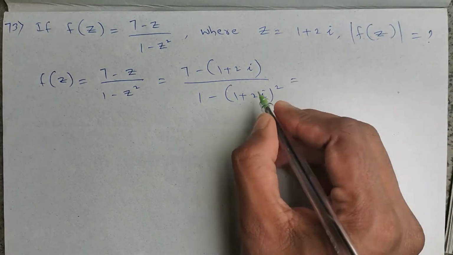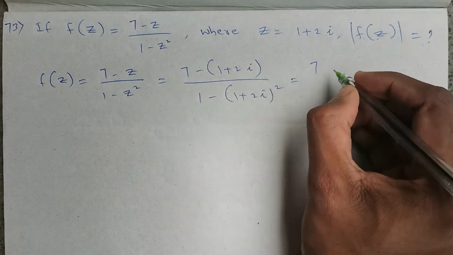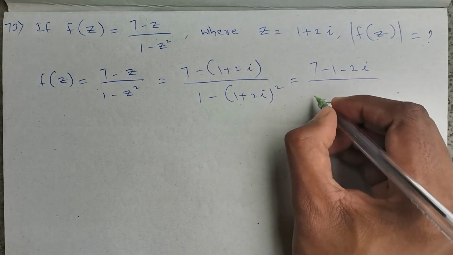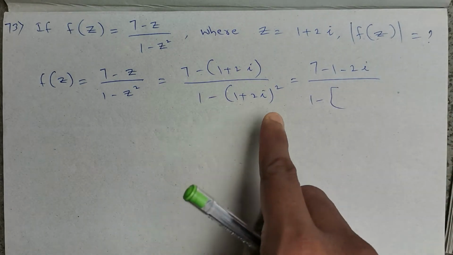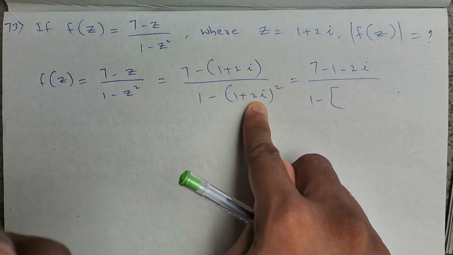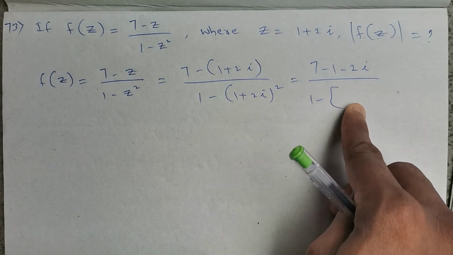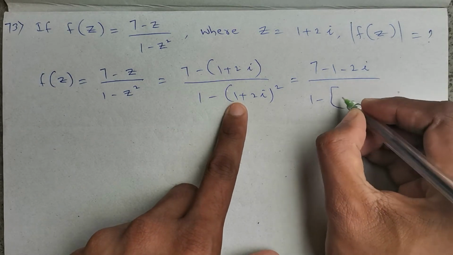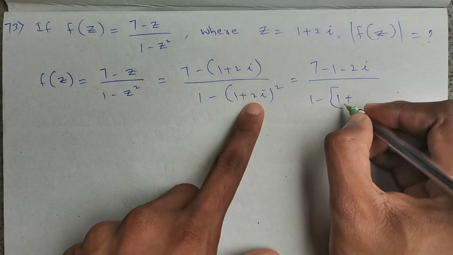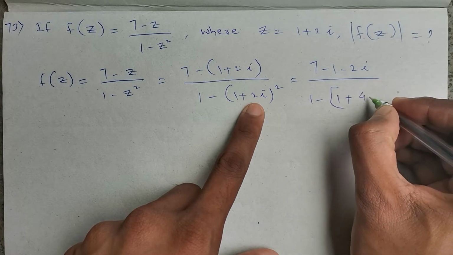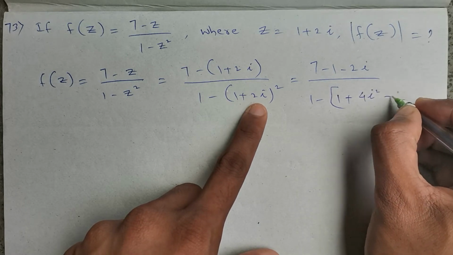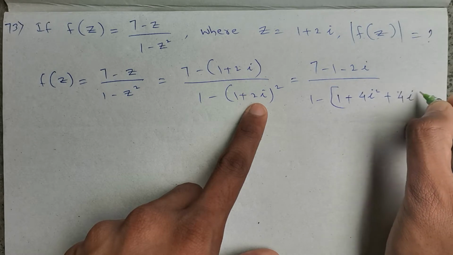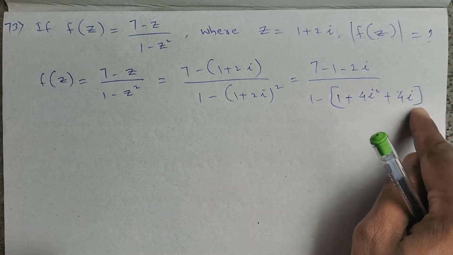So if I expand it, 7 minus 1 minus 2i, that is 6 minus 2i, whole divided by 1 minus this (1 plus 2i) whole square. I will write it in the form of (a plus b) whole square. So a square, that is 1 square, plus b square, that is (2i) square which is 4i square, plus 2ab, that is 4i. So a square plus b square plus 2ab.